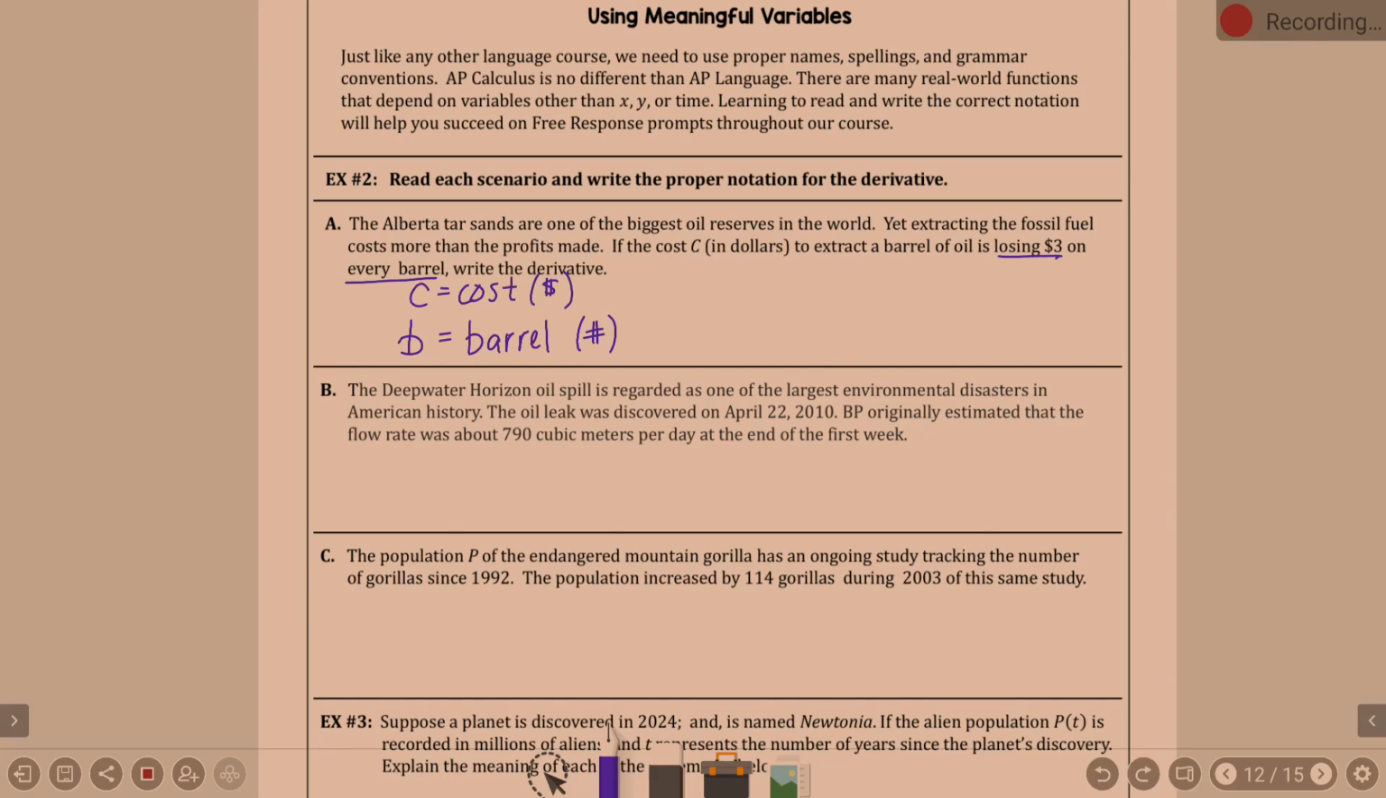Does that make sense? So one way we can write this, and I'll look at a couple different ways, is dC over dB because it's the change in cost per the change in barrel. And what is that change in cost per barrel? It's -3. And that's going to be -3 if we label that dollars per barrel.